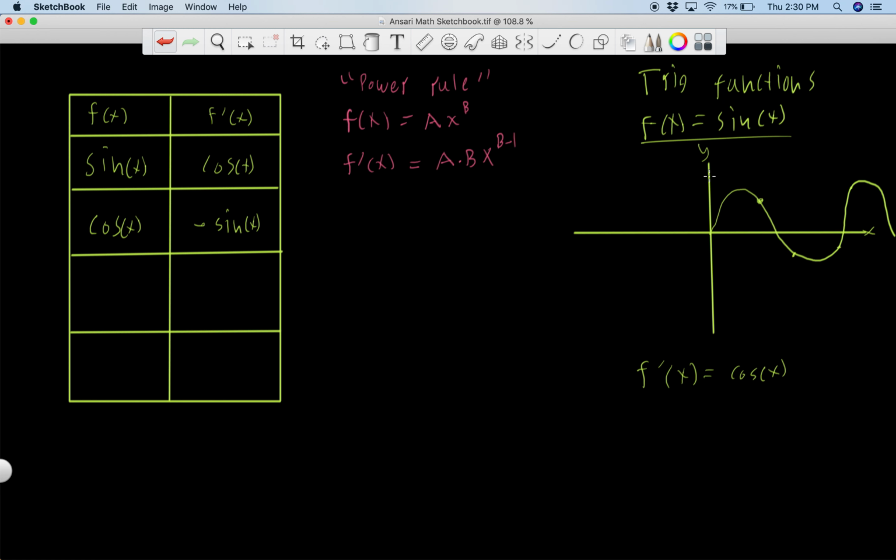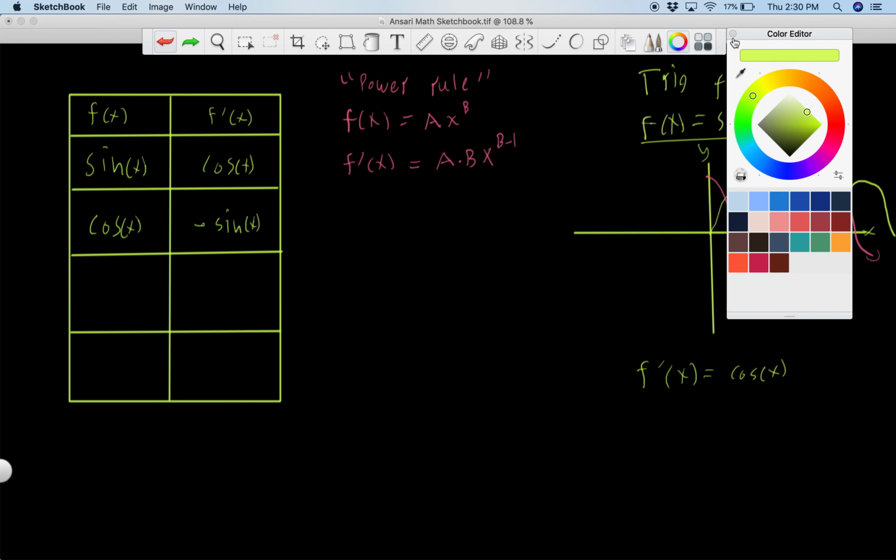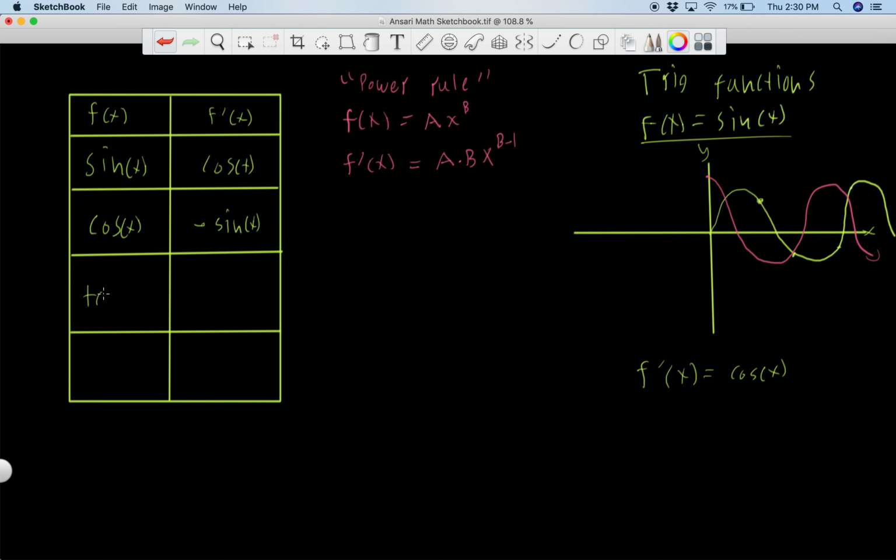Cosine of x starts at 1 and does something like this, again with a period of 2 pi. Its derivative, which means its slope at any given point, is defined by the function negative sine of x. Another really popular one is if we have tangent of x as our function. Its derivative is secant squared of x.